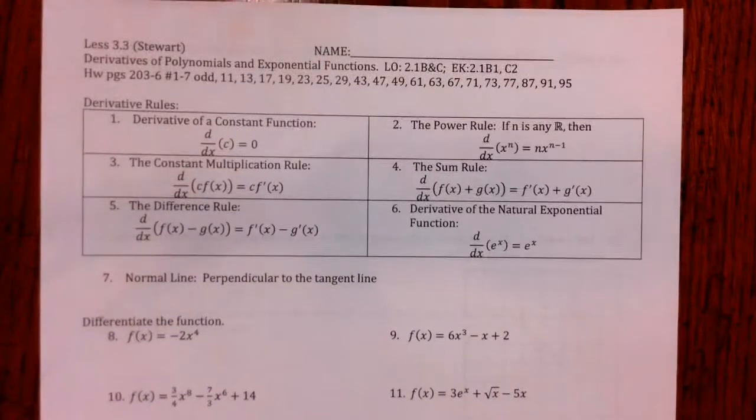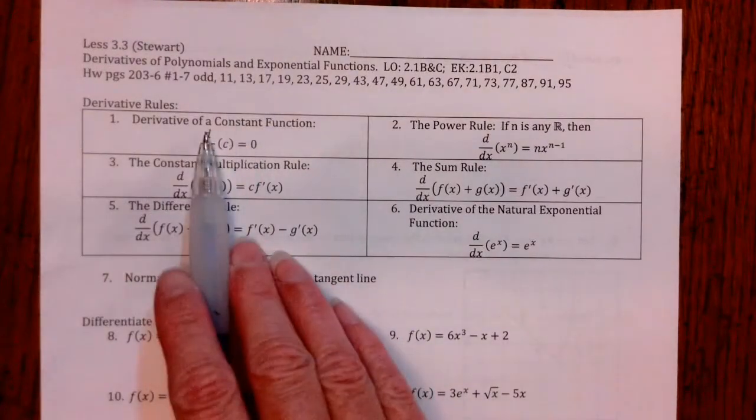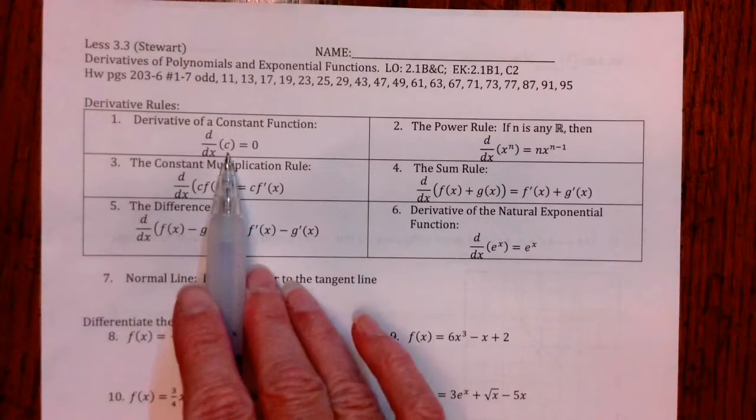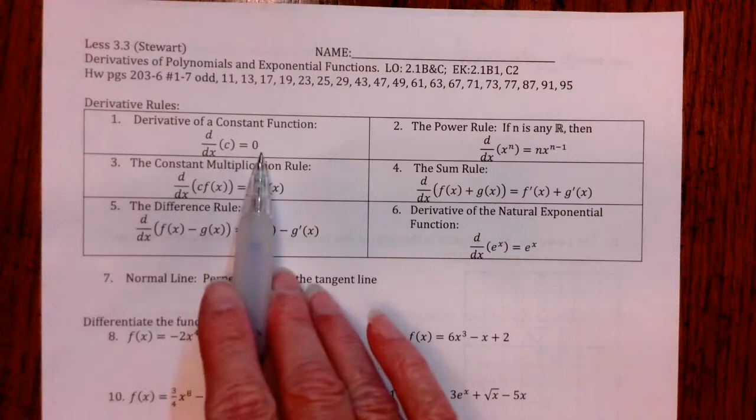Derivatives of polynomials and exponential functions. We're going to start with the derivative of a constant. So if you have a number, you have a horizontal line. Slope of a horizontal line is 0.